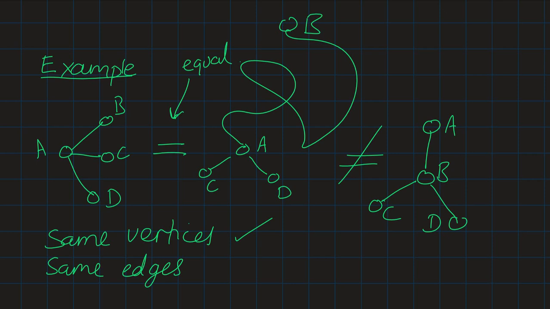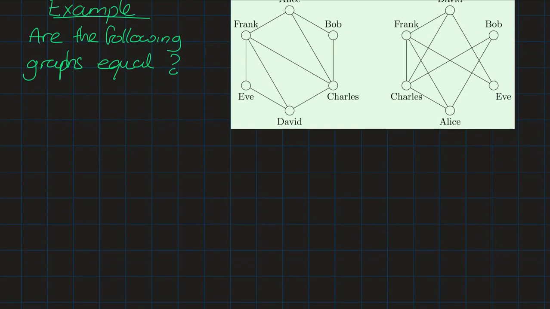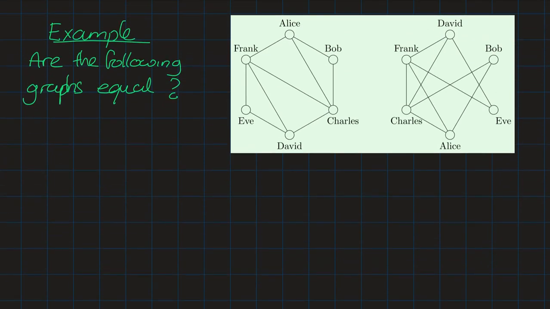Let's do another example. That example was quite easy because the graph was quite simple. But as soon as you start having more complex graphs with more vertices and more edges, it quickly gets unclear whether two graphs are equal. Like these two graphs right here, are these graphs equal? Well, they look very different, but looks can be deceiving. You can't just go off of first impressions.